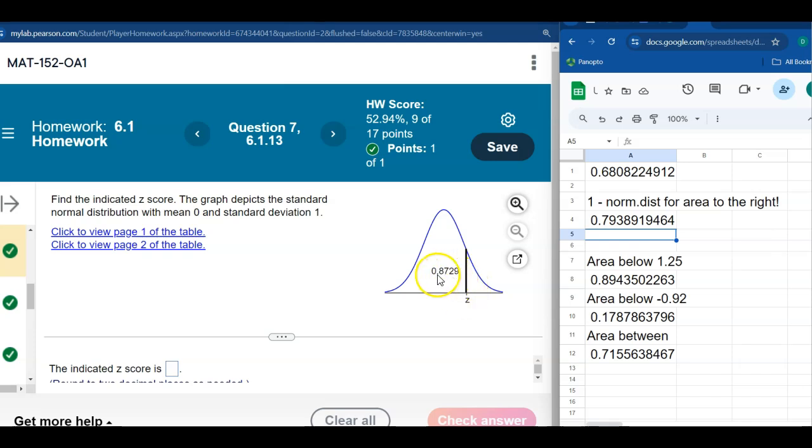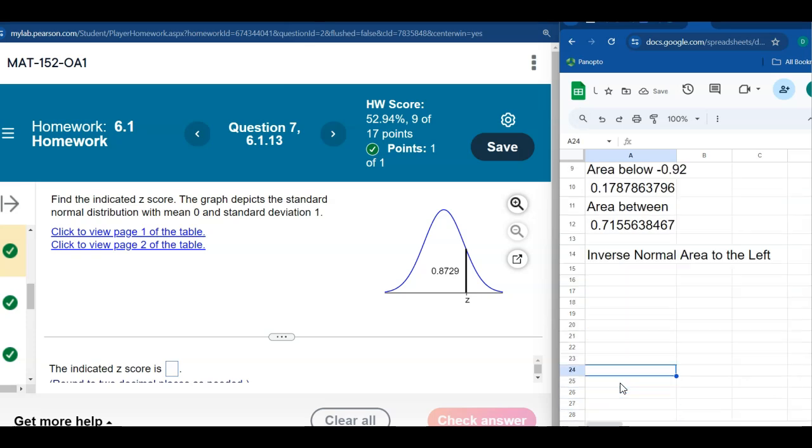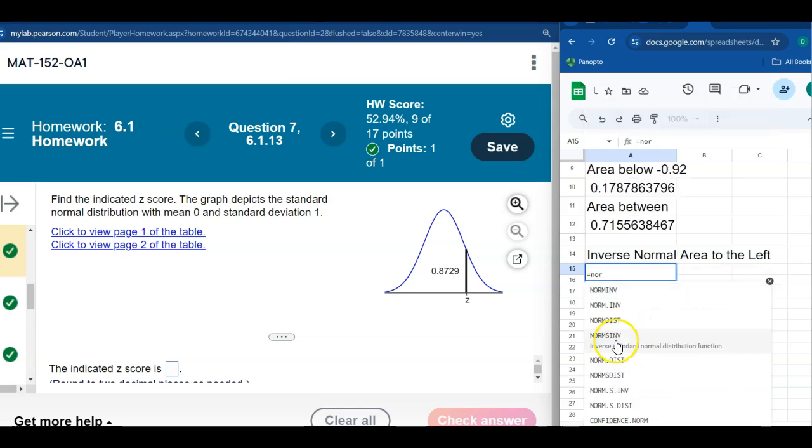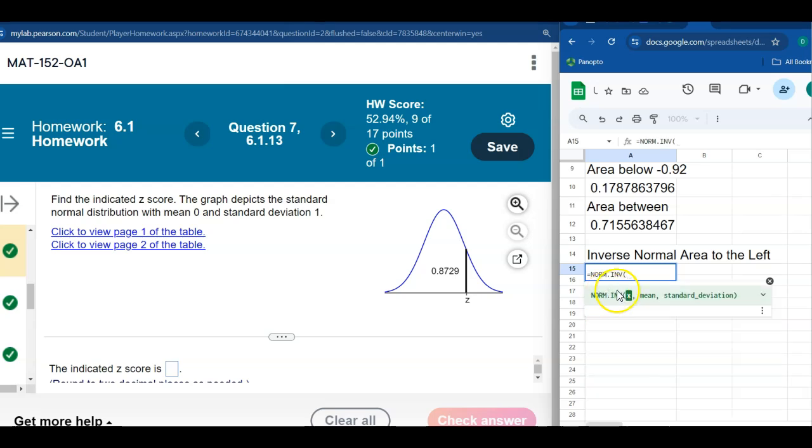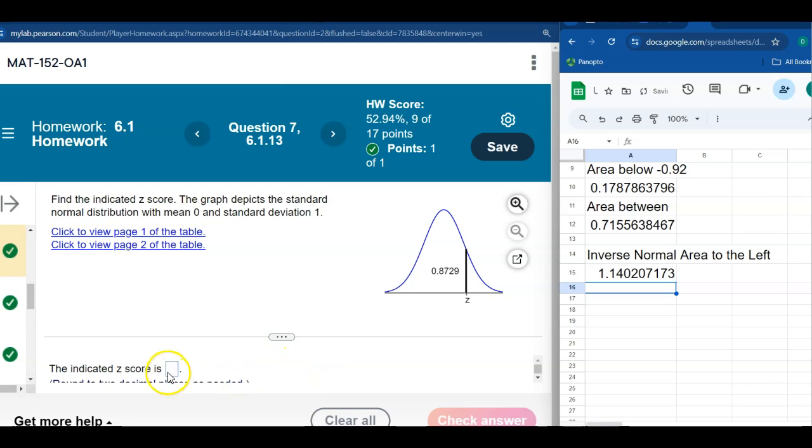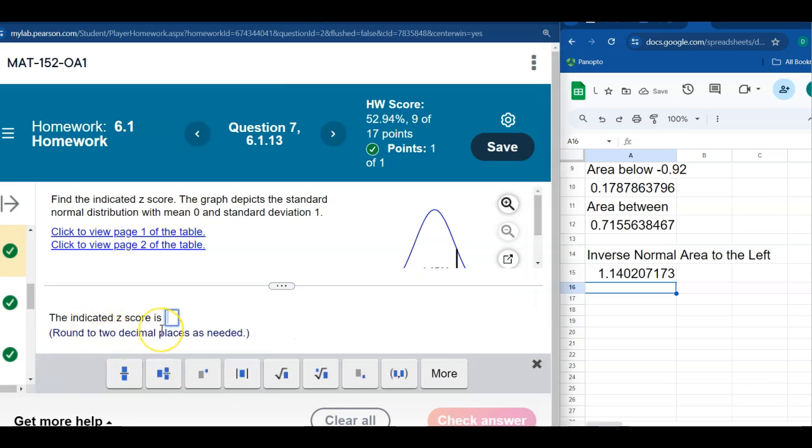This one is the opposite of that, or the inverse of that. We're given the area and we need to find the z-score, the number that has that area to the left of it. So I'm going to write on here inverse normal area to the left. What I'm going to do in a situation like this is equals, I'm going to start typing norm, and then the option is norm.inv. So norm.inv wants to know the number, the area to the left of it. So that's this number. It's got to be to the left. Your mean and your standard deviation. So my mean is 0, standard deviation is 1. There's the number. All right, it wants it to 2 decimal places, so 1.14.